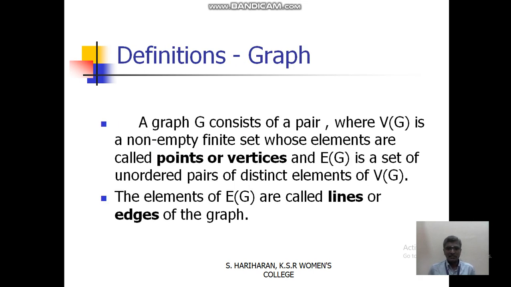A graph G consists of a pair, where V of G is a non-empty finite set whose elements are called points or vertices, and E of G is a set of unordered pairs of distinct elements of V of G. The elements of E of G are called lines or edges of the graph.